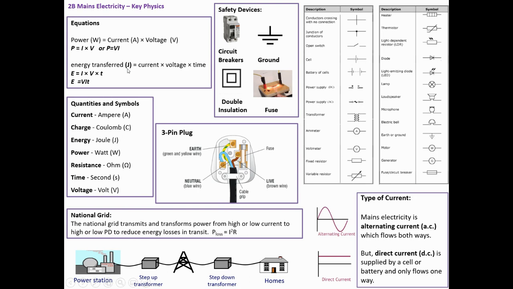Energy transferred in a circuit in joules will be current times the voltage times the time. You need to do that in seconds and convert from minutes or hours. E equals IVT, or E equals VIT. And of course, you've got power there, having P could be here. So energy is power times time, because power is the rate.